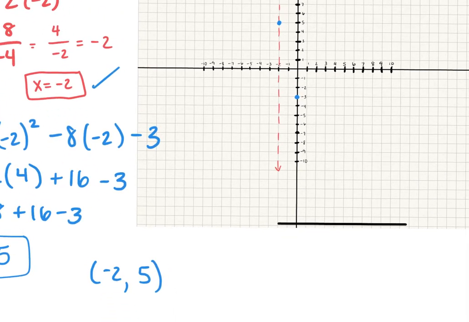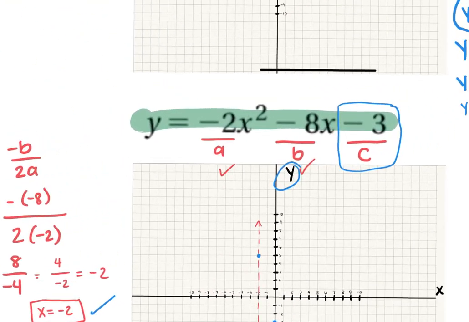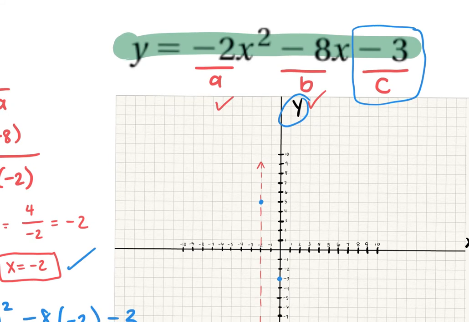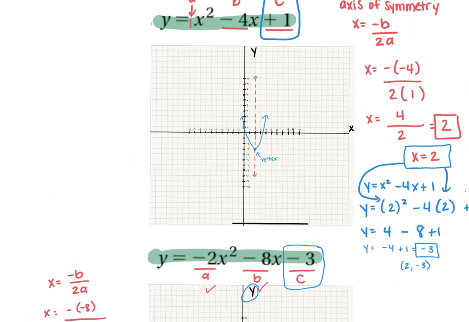Whoa, hold on. My vertex is now the highest point. Uh-oh. Did I mess up? But what changed between these two equations? What was super different? Tessa?